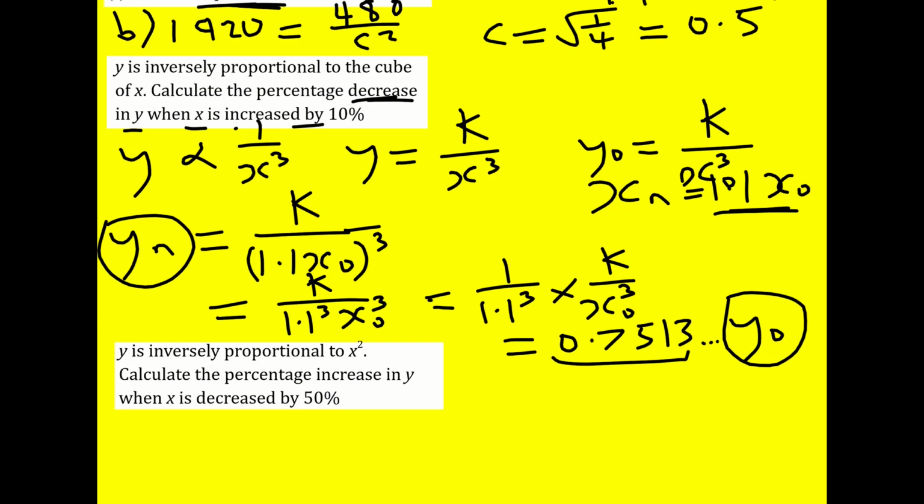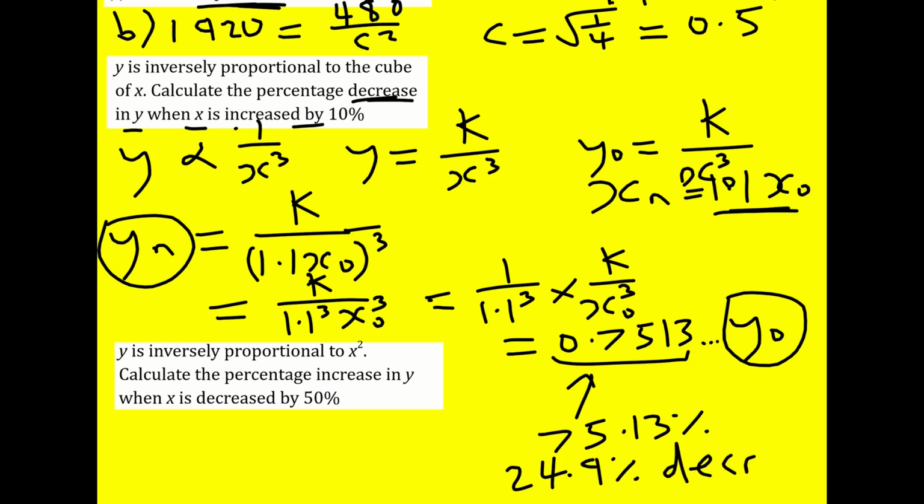So if this is my multiplier, how can I work back to find the percentage decrease? Well, first of all, I can times it by 100, and this is going to be 75.13%. So what is the percentage decrease? I just have to do 100 minus that, and I've got a 24.9% decrease. And that is my answer.